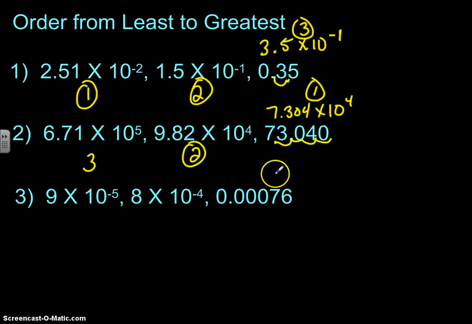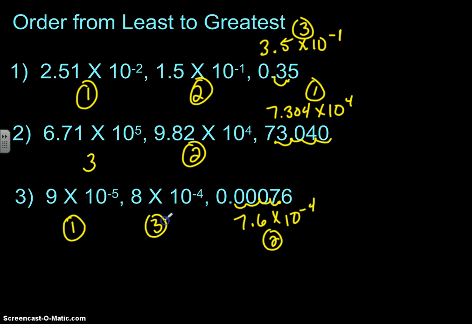Okay, one more of these. Let's change this. 7.6 times 10. That's going to be 1, 2, 3, 4. It's going to be a negative 4. I'm moving it to the right, negative 4. Now compare the exponents. Well, negative 5 is smaller than negative 4, so that's the smallest. Okay, these have the same exponents, so compare the first numbers, 7.6 and 8. Well, this is the next one, and this is third. Okay, that's ordering from least to greatest, and that concludes our lesson for today.